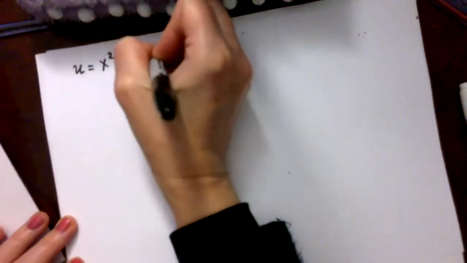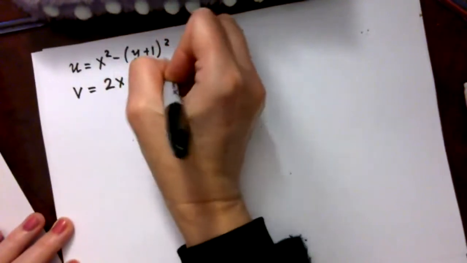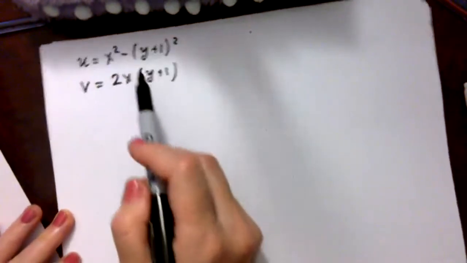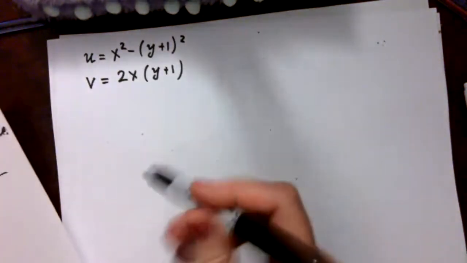Let's write them to the new page because I need more space. So I'm copying my results here. So u is equal to x squared minus (y plus 1) squared, and v is equal to 2x times (y plus 1). You can further simplify these expressions, but I think that's pretty enough. So this was our first step. We just found u and v.